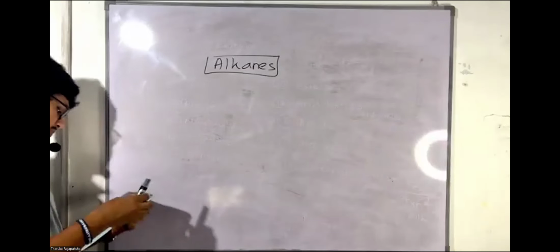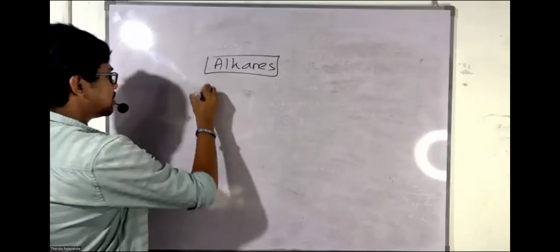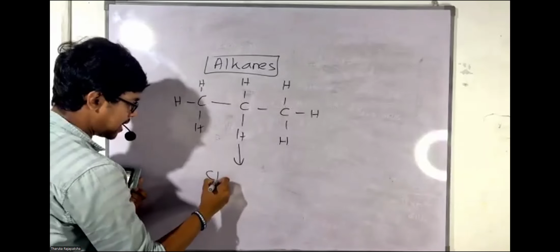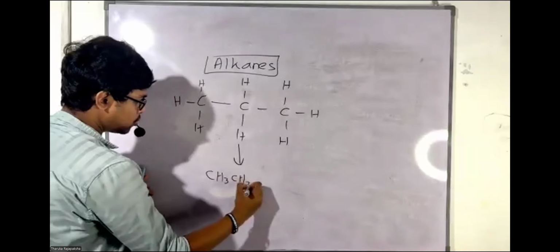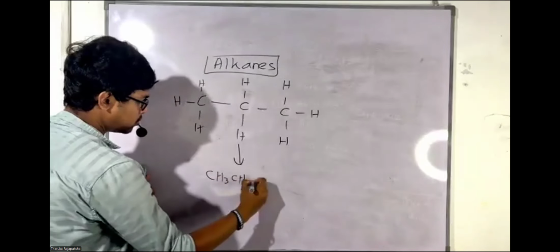For example, something like this. This is a 3 carbon containing organic compound. Now we can condense this and write it like this: CH3, CH2, CH3. When doing conversions, you can condense this, otherwise it will take a long time to write these compounds. So we're going to write it like this.